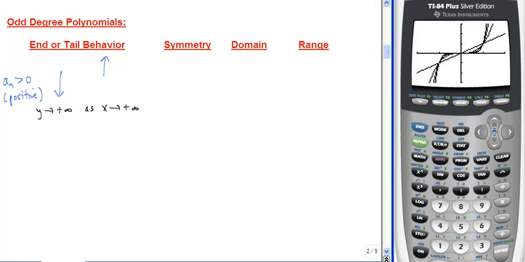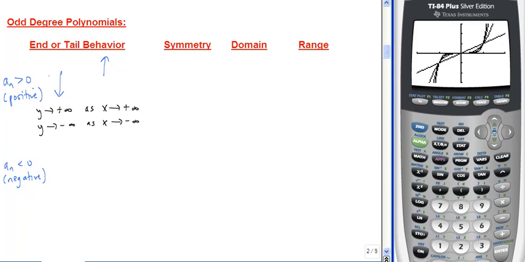Now let's look in the other direction. So now we're going to go towards the negative x's. So if I go this way and look this way on my graph, as x goes to minus infinity, what do the y values do? They shoot down. So we would say that y's go towards minus infinity. So that's how we write our tail behavior for that positive leading coefficient. So what would we say then if the leading coefficient was negative?